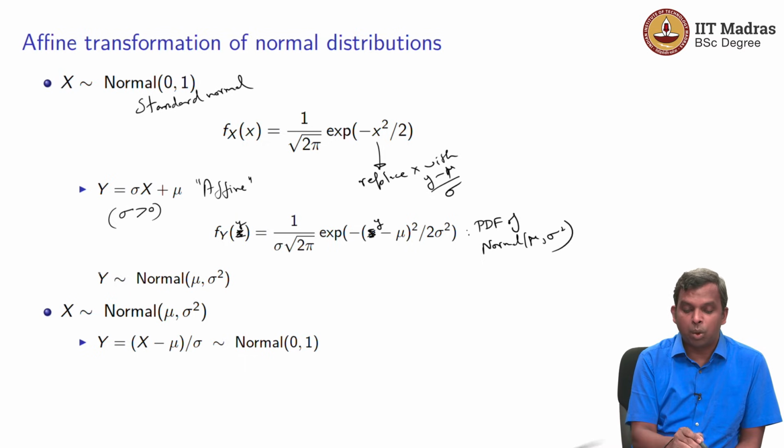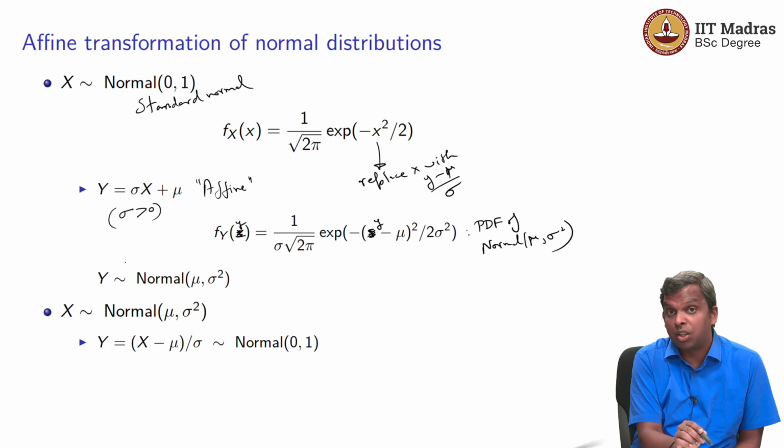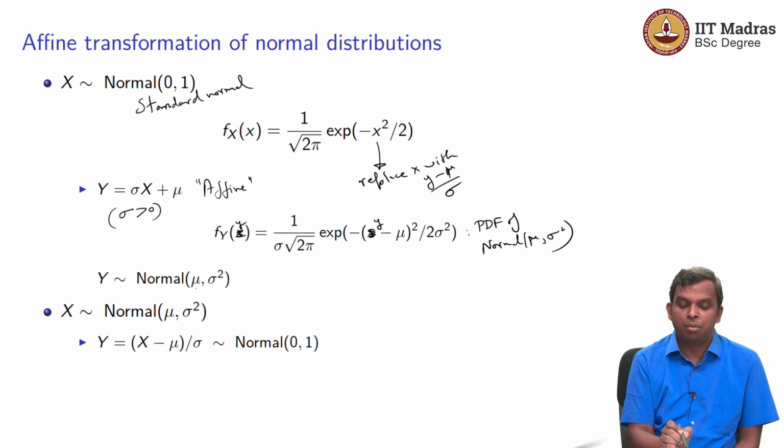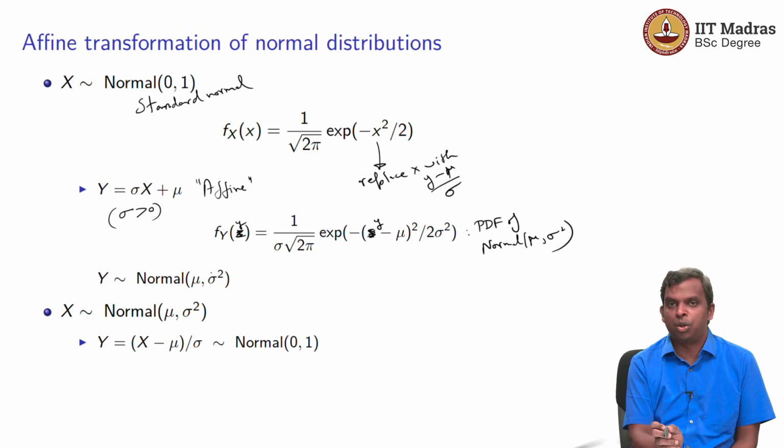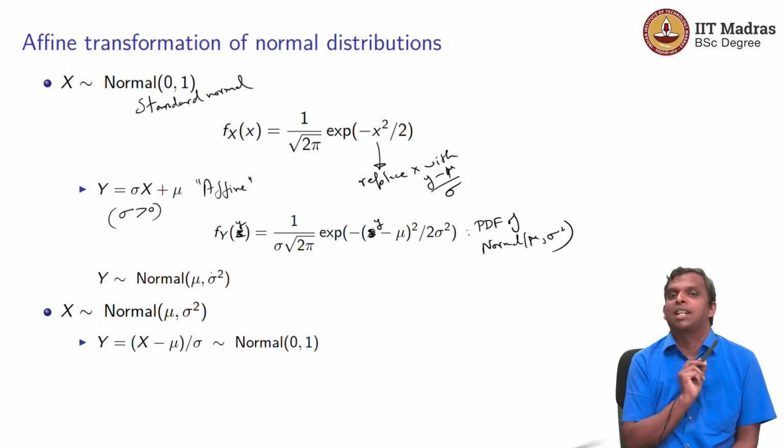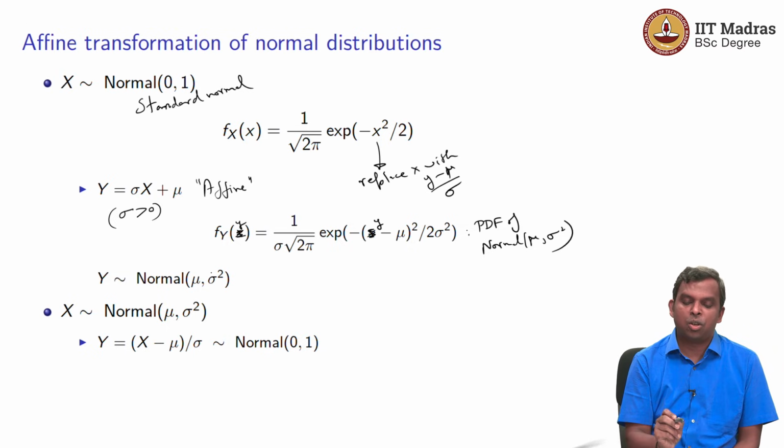So, clearly, you start with the standard normal 0, 1. If you do the affine transformation sigma x plus mu, you get another normal distribution, mu comma sigma squared. This is a very nice property, right? For uniform also we had this property: you had a uniform PDF, you do an affine transformation, you get another uniform PDF. Normal also satisfies this property. You start with the normal, you do an affine transformation, you get another normal distribution.